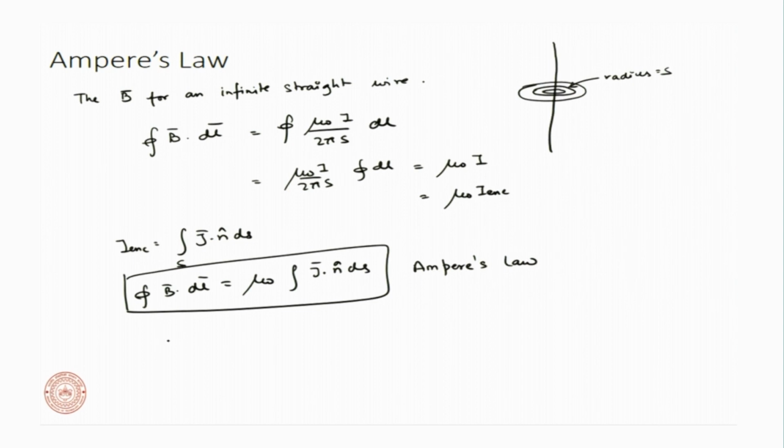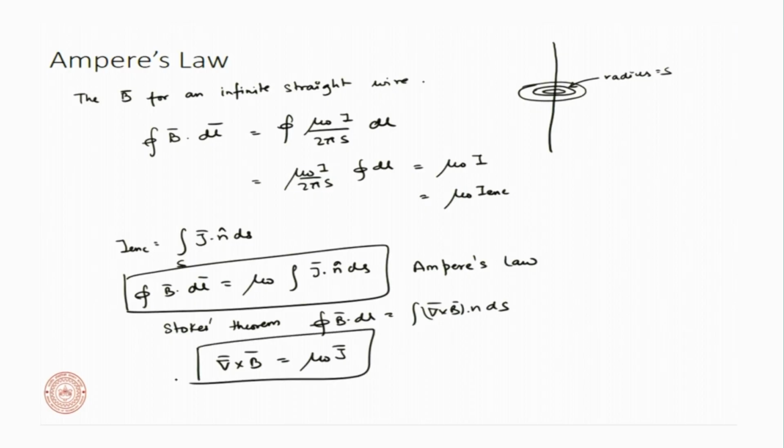Okay. We can modify this Ampere's law by using Stokes' theorem. By Stokes' theorem, integration of B dl over this length L is equal to del cross B dot the surface normal into ds, and if we compare both of them we will find that del cross B is equal to mu naught into J. This is our Ampere's law.